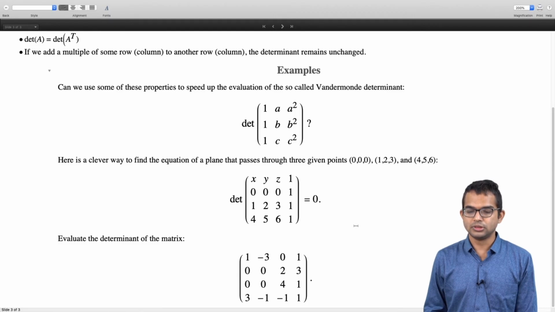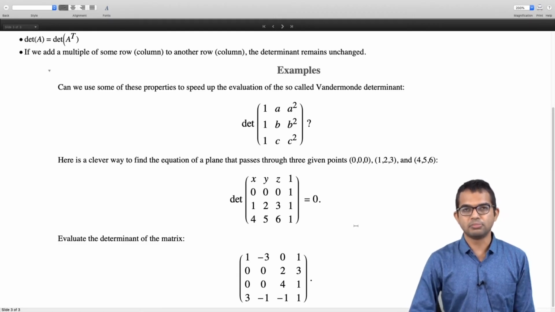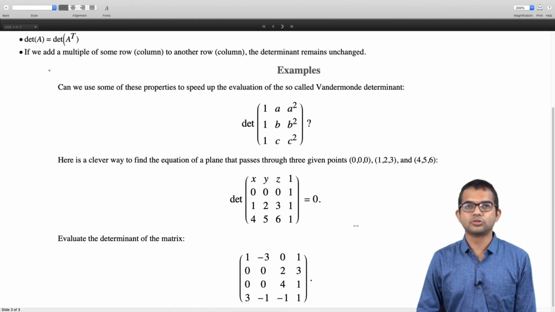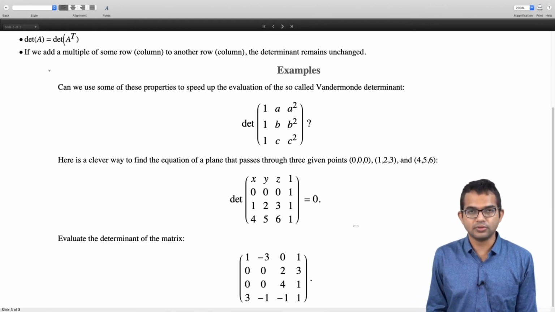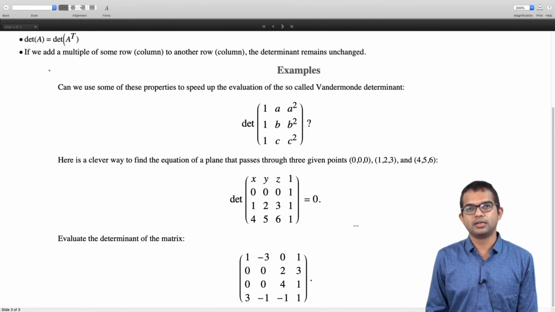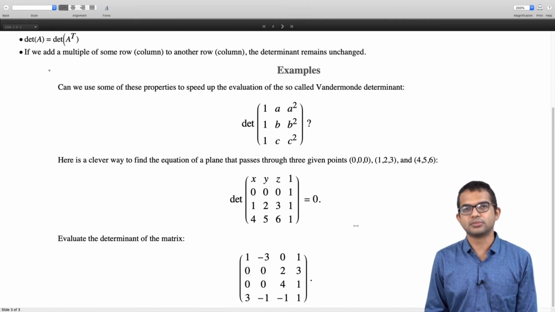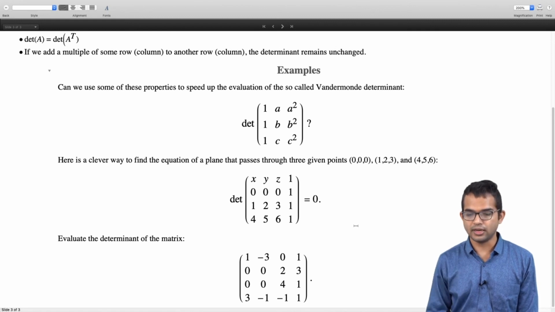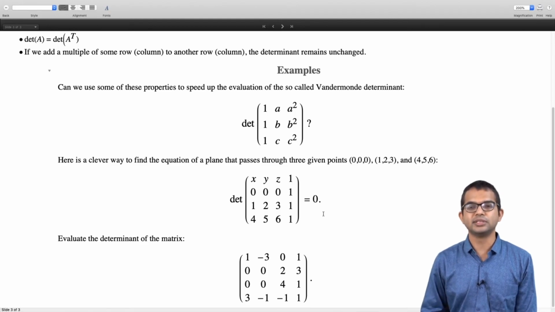So now the point is that a plane passing through these 3 points is completely defined because you have been given 3 points. Now we know from coordinate geometry that the equation of a plane will be of the form some constant times x plus some other constant times y plus some other constant times z plus some other constant equal to 0. So I'm claiming that this determinant equal to 0 is the equation of the plane. How do we see this?